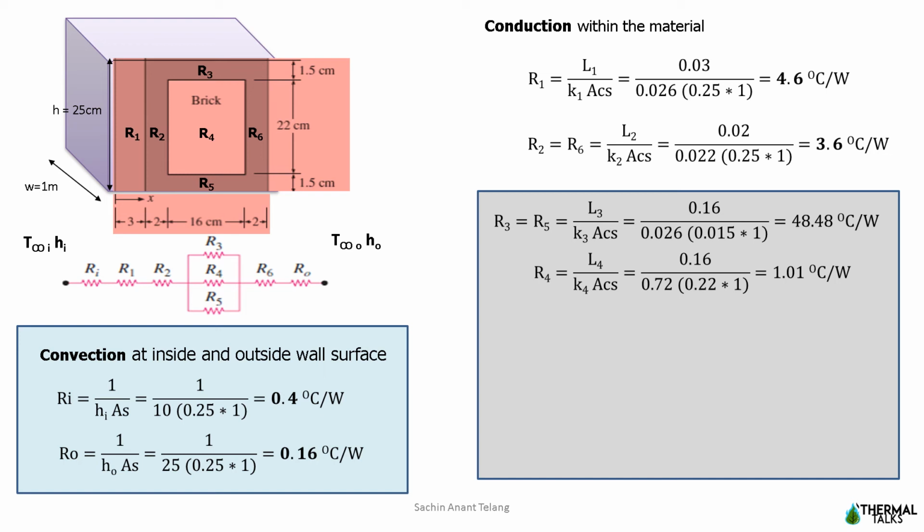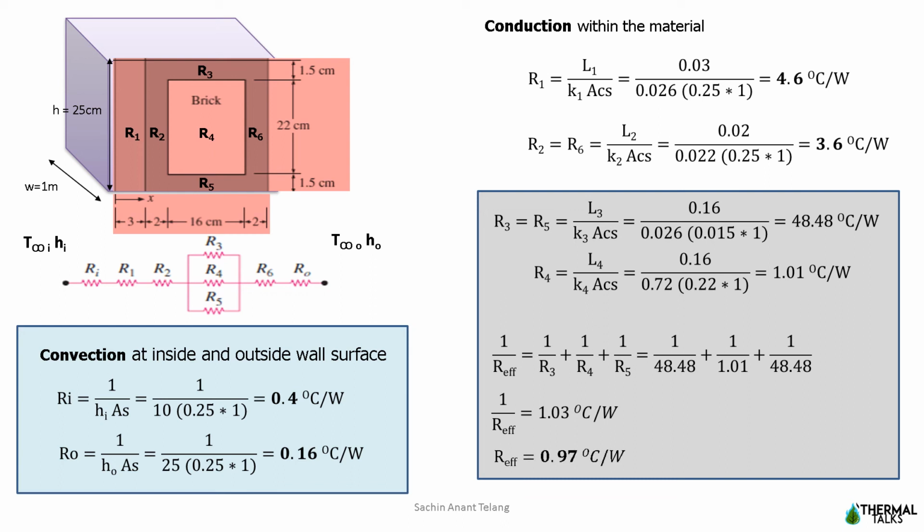So it is very important to note that the R3 cross sectional area is a little smaller there, and R4 is the brick. Height is 22 centimeter and 1 meter in width. So the cross sectional area is 0.22 into 1 meter, and R5 is the same as R3. So I am going to calculate the resistances and finally write the effective resistance. 1 over effective is equal to 1 by R3 plus 1 by R4 plus 1 by R5, and finally the effective resistance is 0.96.